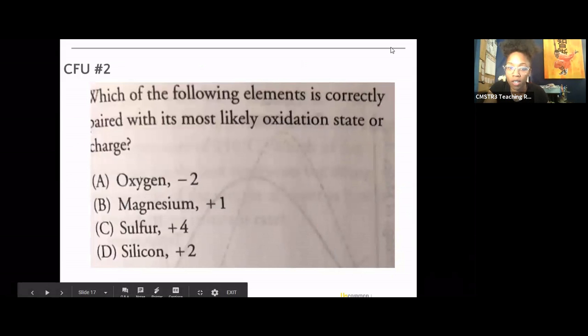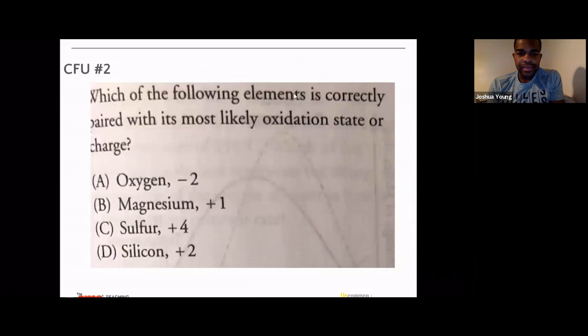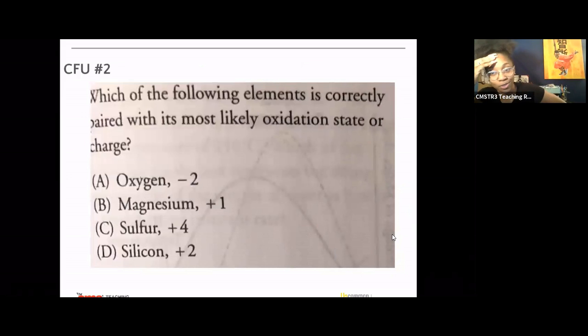Ooh, somebody is on it in the chat. You guys are just, oh, y'all. Yes. Y'all, I wish my chemistry students picked this up as fast as y'all, because teaching chemistry would be a breeze.